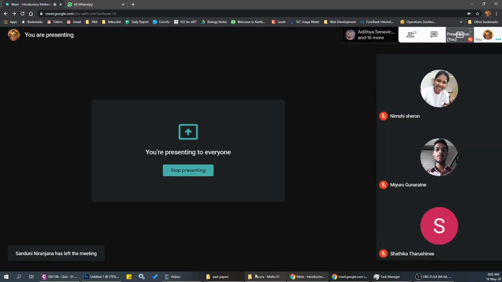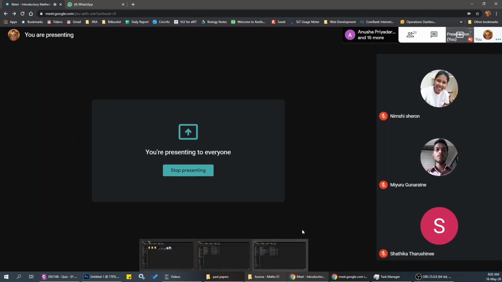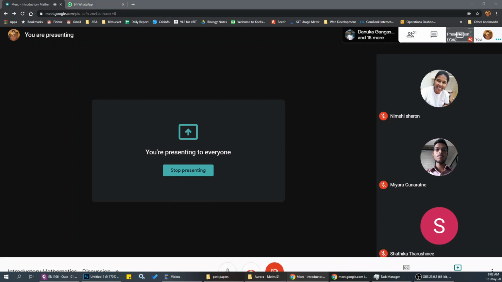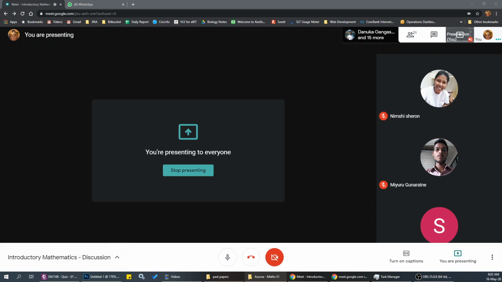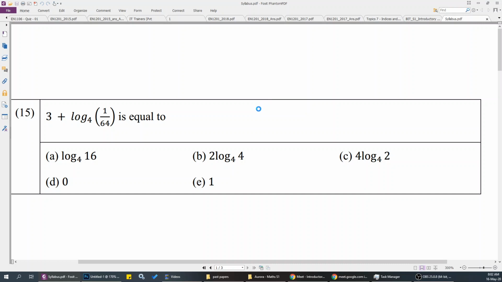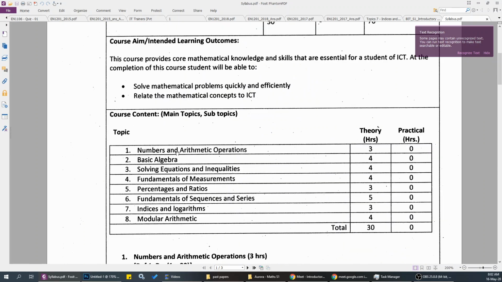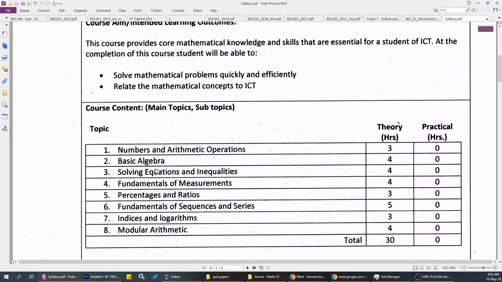Okay, I think it's 8 o'clock, and I just wanted to give you a basic idea about topic 7. Now that we have completed topic 7, let's look at the syllabus of introductory mathematics. We completed numeric numbers and arithmetic operations, and then basic algebra. We completed solving equations and inequalities. Then we have completed about half of topic 4, fundamentals of measurements.